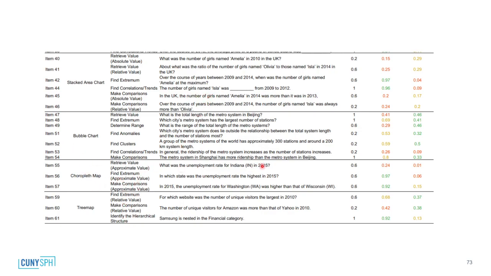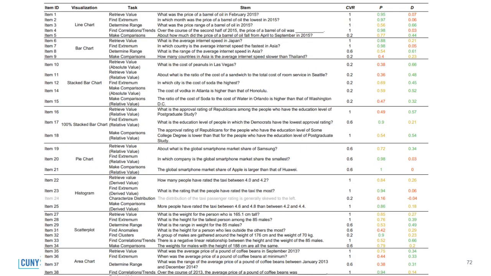The bubble chart, you see, is really difficult to use. Even though it conveys a lot of information, you need to be trained to use the bubble chart. Even though it's able to support a lot of the functions, it's still difficult to use. The choropleth is really good for comparisons and extremums, and the tree map is really good for hierarchies.